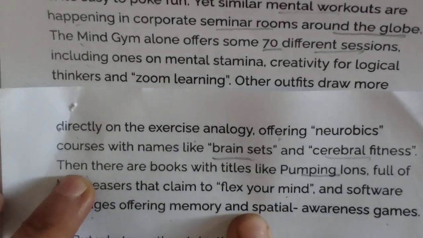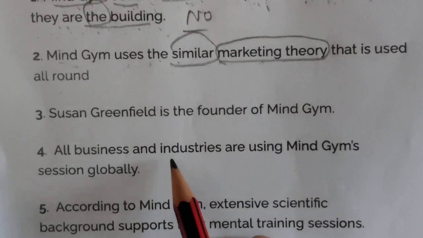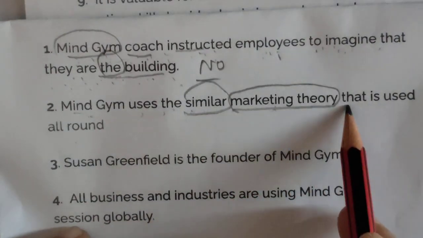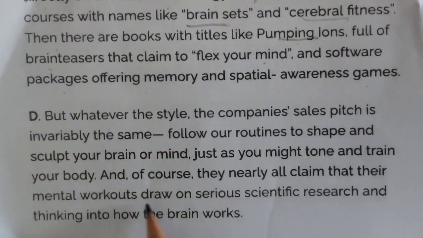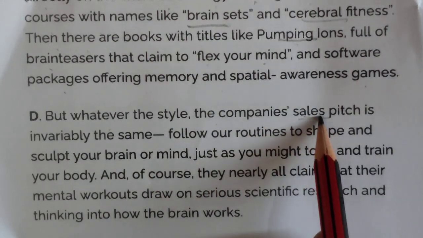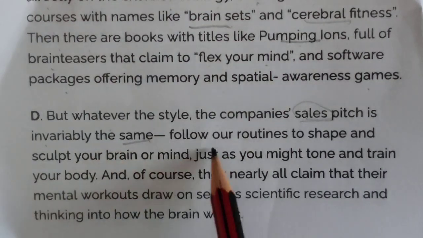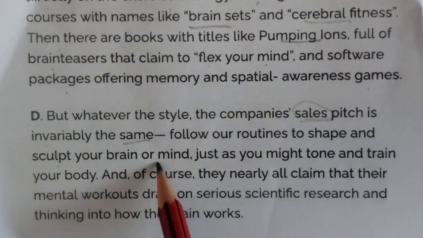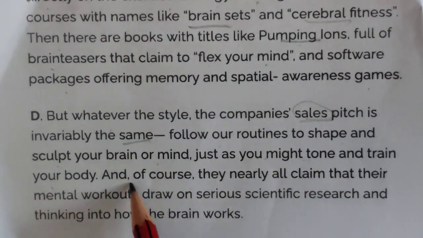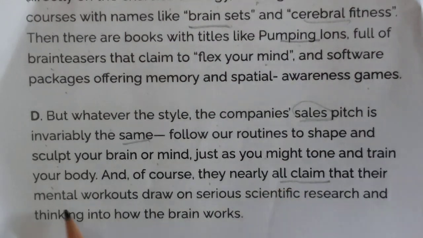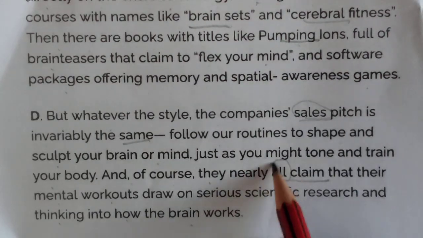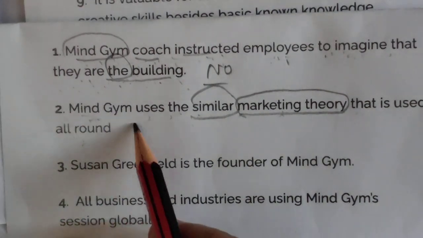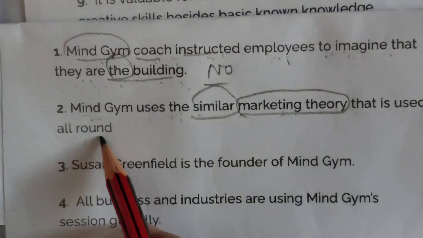Okay, so let's read the question statement again. The question statement is saying uses similar marketing theory that is used all round. Now let's move on to the D paragraph, because in C we couldn't find anything about the marketing style we were looking for. Company sales pitch marketing style is invariably the same. Follow our routines to shape and sculpt your brain or mind, just as you might tone and train your body. And of course they nearly all claim that their mental workouts draw on serious scientific research and thinking into how the brain works. So what is the question statement? Mind gym uses the similar marketing theory that is used all round.